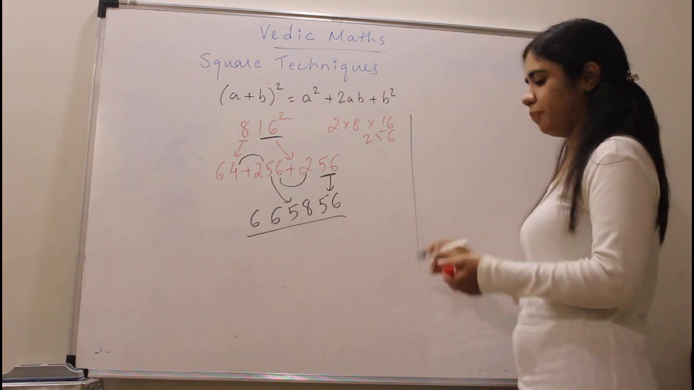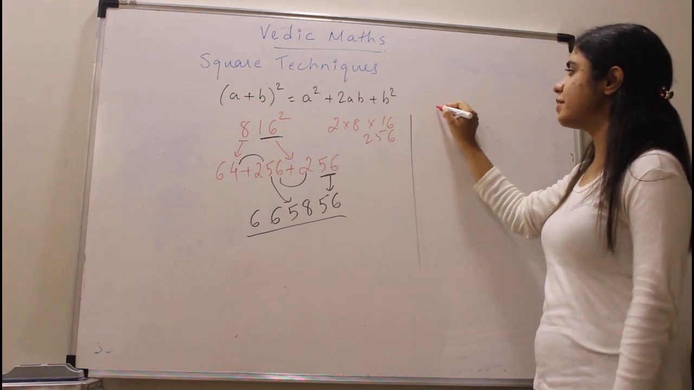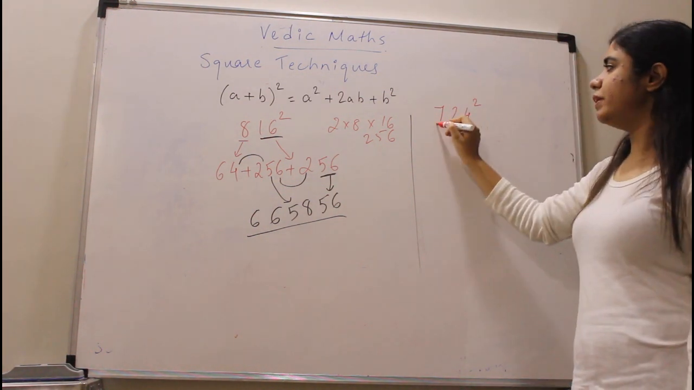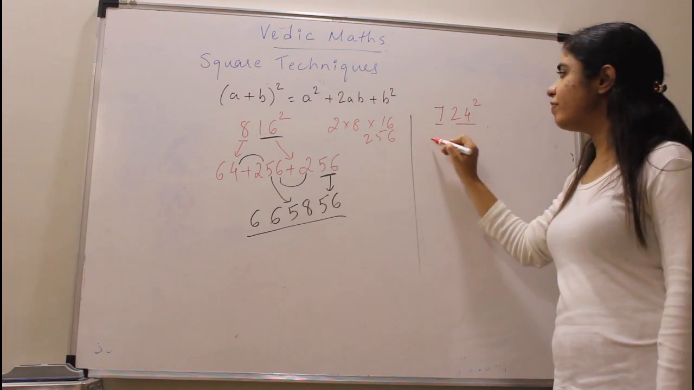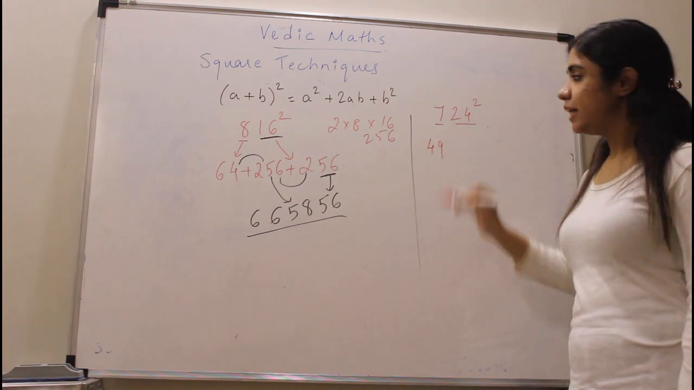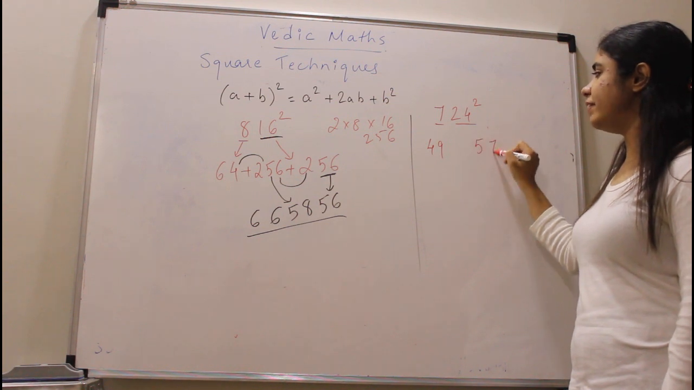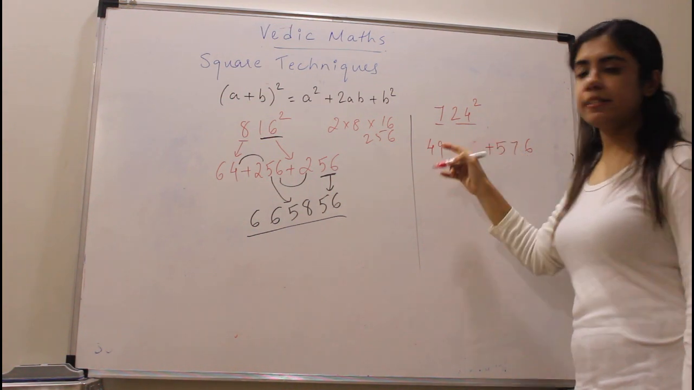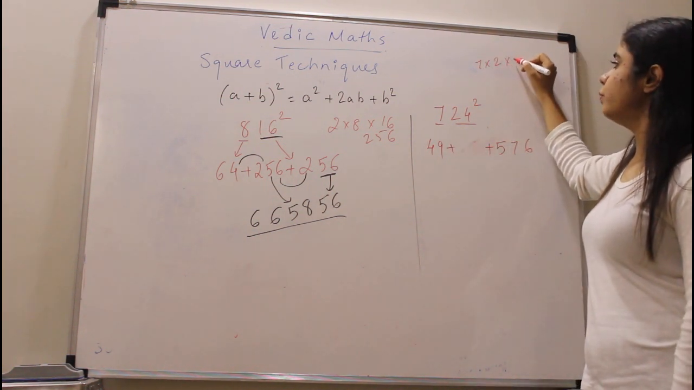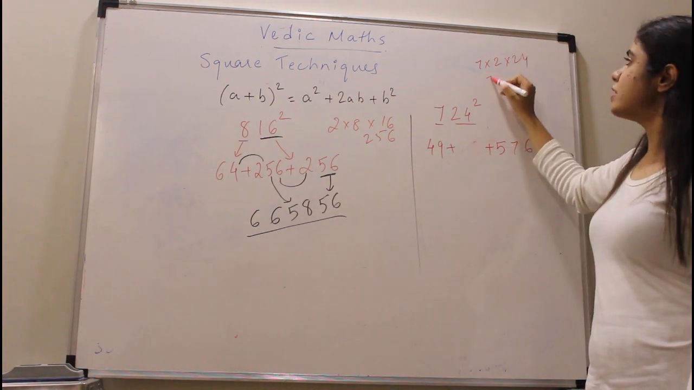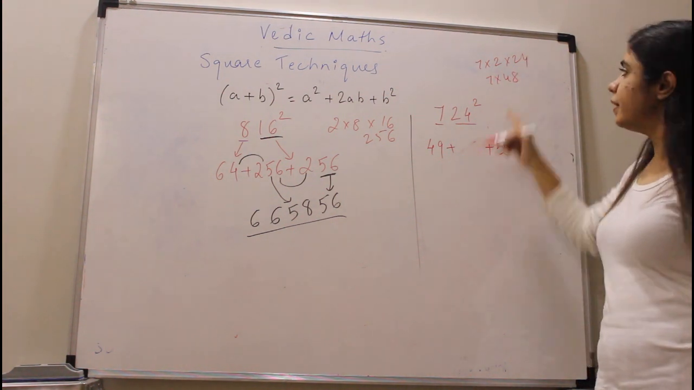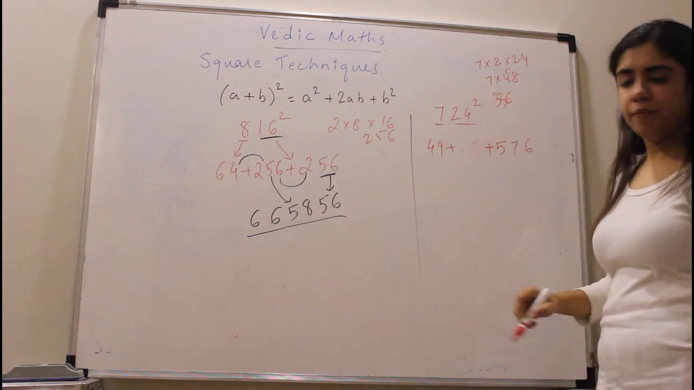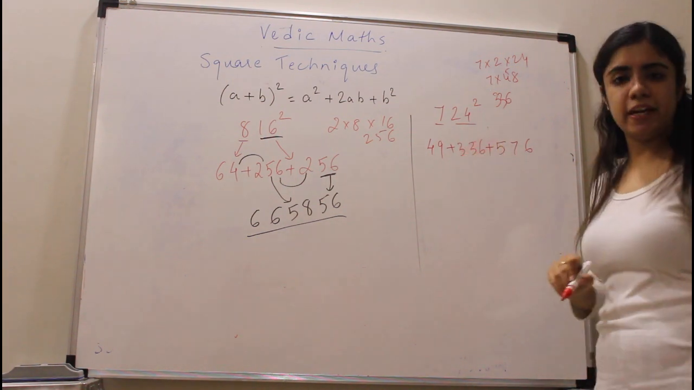Let's take another example. Suppose if I ask you what is 724 square? How will you split 7 and 24? So what will you have? 7 square is 49. 24 square is, let's say, 570. Wait, I'll write it here. 576 plus 7 into 2 into 24. 24 2s is 48, so this will be 7 into 48. 8 7s is 56, 7 4s are 28 plus 3, 33. So 336 I will be writing here.